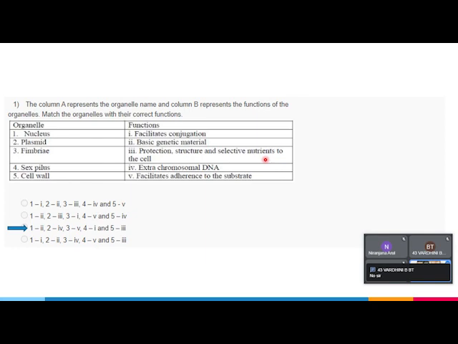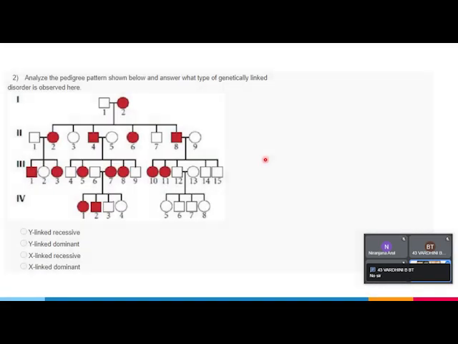Okay, so we move forward to the second question, which is a pedigree analysis. Pedigrees, I think, is something that we are very familiar with. Pedigrees are schematic diagrams which help to show various diseases and their inheritance. So we are given a pedigree diagram right here and asked what exactly is the type of inheritance that we see.